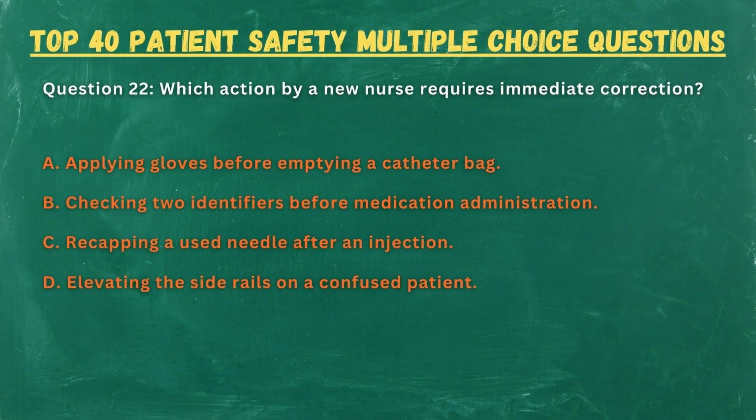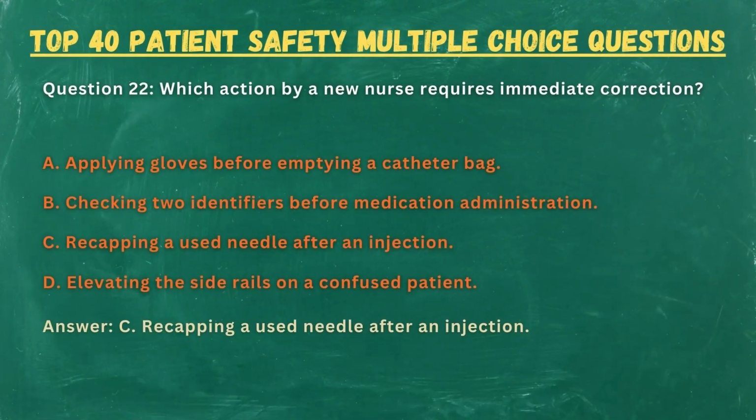Question 22. Which action by a new nurse requires immediate correction? A. Applying gloves before emptying a catheter bag. B. Checking two identifiers before medication administration. C. Recapping a used needle after injection. D. Elevating the side rails on a confused patient. Answer: C. Recapping a used needle after an injection.